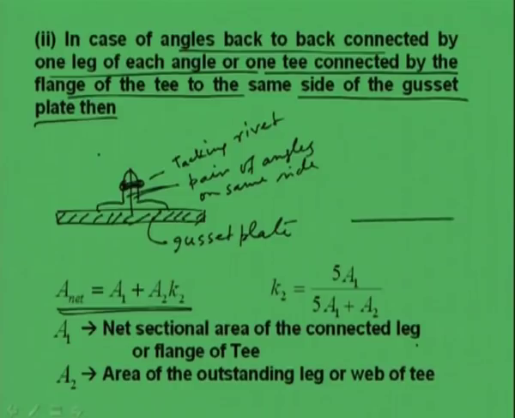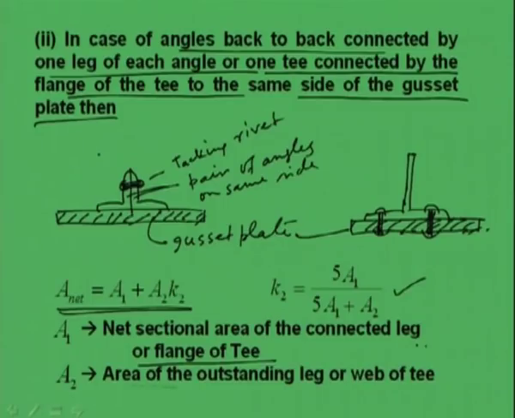In case of T, how would it look? So this is the gusset plate, and T is connected, right. So this is the T which is connected through its flange. This is riveted and this is riveted. So if it looks like this also, then the net area can be found through the same formula, that is A1 plus K2 into A2, where K2 is 5A1 by 5A1 plus A2, where A1 is the net sectional area of the connected leg or flange of T, and A2 is the area of the outstanding leg or web of T. So in this way we can find out the net area.